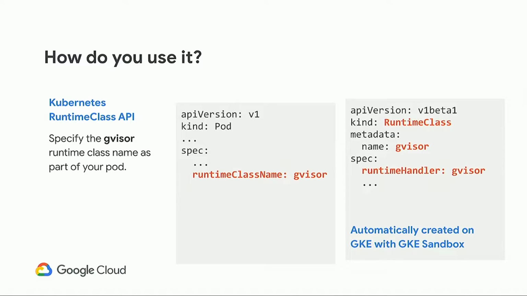And GKE Sandbox provides this automatically when you create a node pool that is gVisor enabled. So you don't have to worry necessarily about creating these runtime classes and managing those. Those are more of a system or cluster administrator type of role. But from a user's perspective, or somebody wanting to run workloads, all you need to do is put this runtime class name of gVisor into your pod spec, and then that will get run in gVisor when you submit that to the API server.